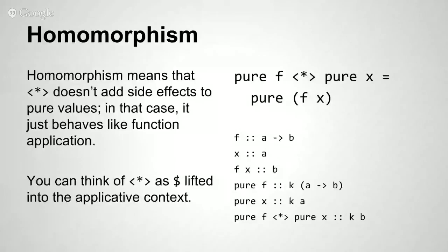which says that if you have a pure f and a pure x and you app them together, you just get pure f of x. So what that's saying is that app doesn't introduce side effects if they aren't there. So you have an effect-free f and an effect-free x, you get an effect-free f of x. So you can think of the app as the $ sign operator, the application lifted into the applicative context.